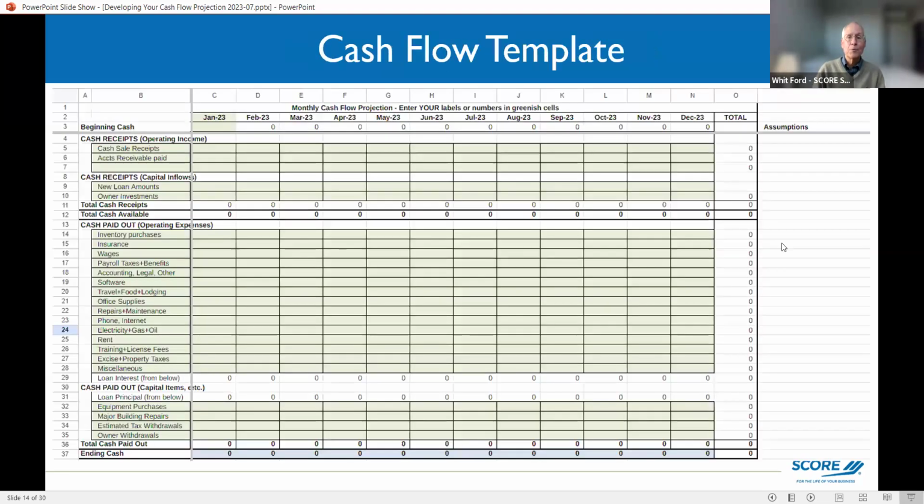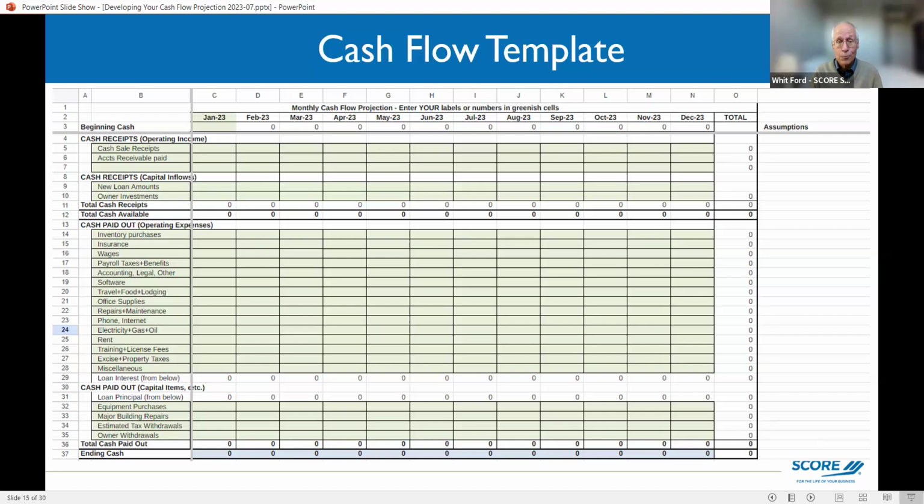So I'll forge on. This is an example of a cash flow projection spreadsheet. You don't have to use this format. This is one that we make available on our website. I like it because one year fits on one page, and so it's easy to get a sense of the whole pretty quickly.